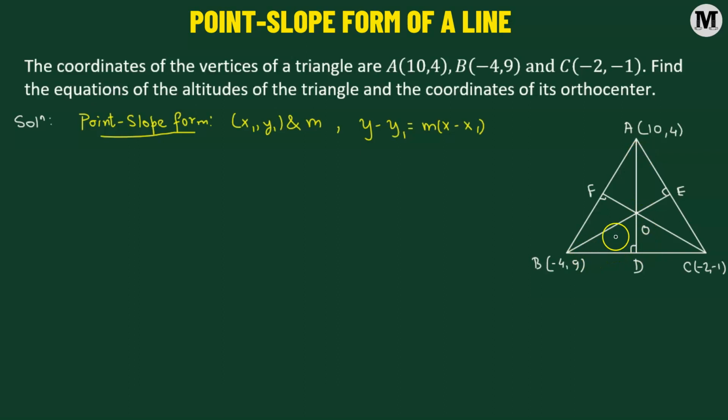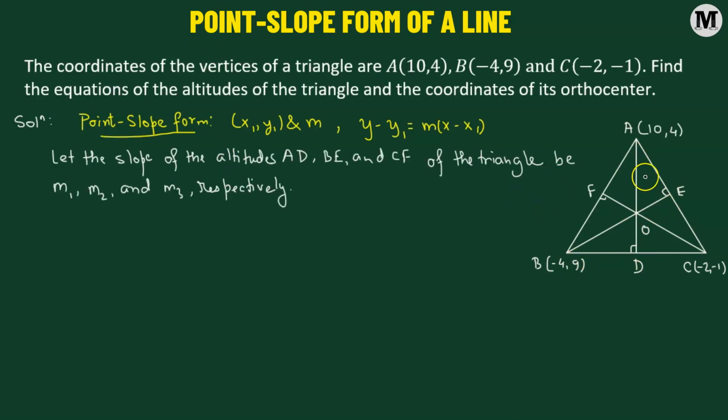Fine. So here that means in order to find out the equation of the altitudes, we need to find out the required slope. So we're going to specify the slope of AD as m1, BE as m2, and CF as m3. We'll begin by first obtaining the slope of the altitude AD. Here we're going to use a property of straight lines. Since AD is perpendicular to BC, let's write it down.